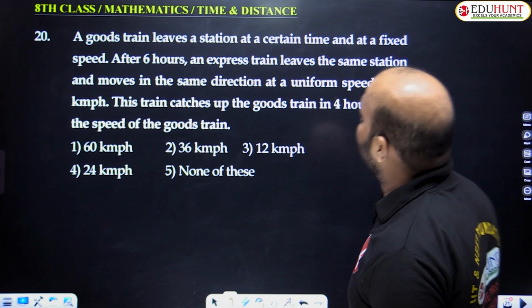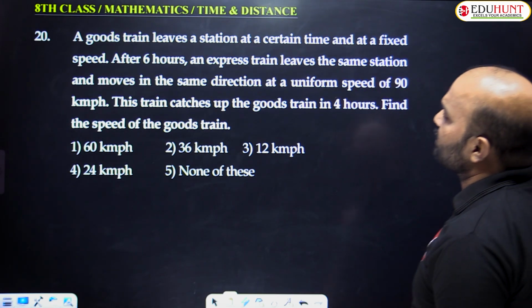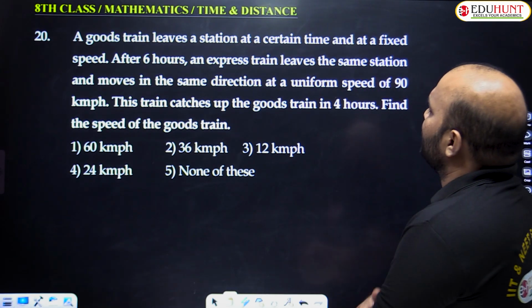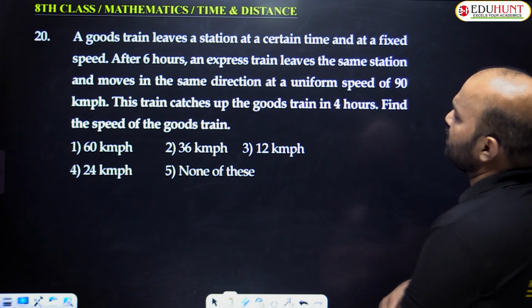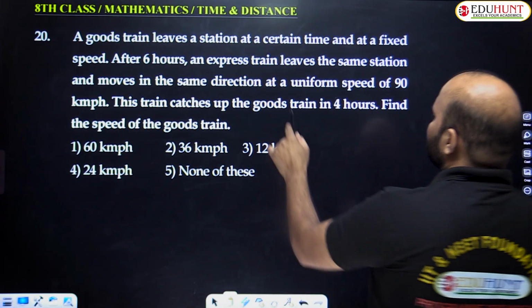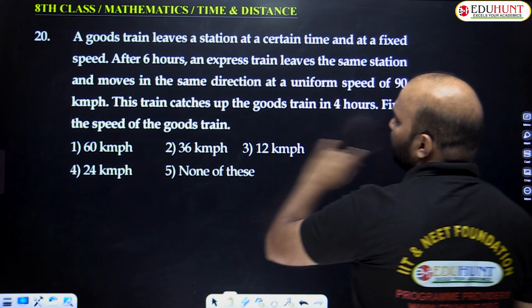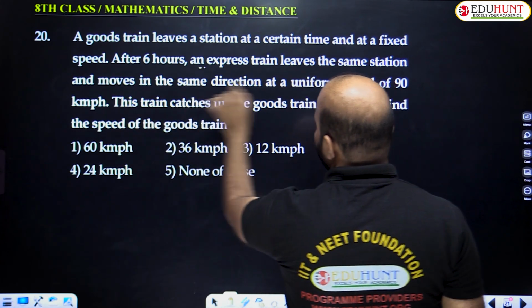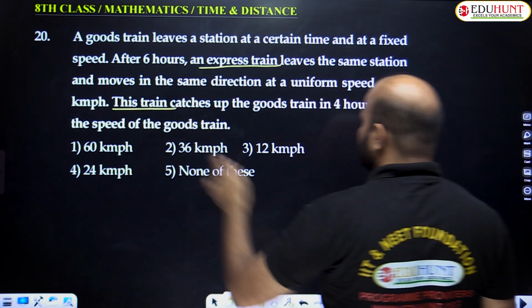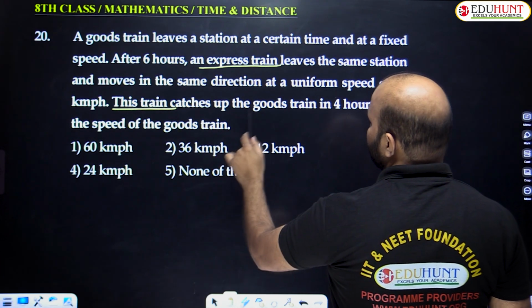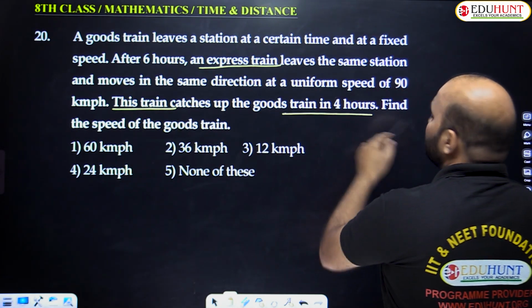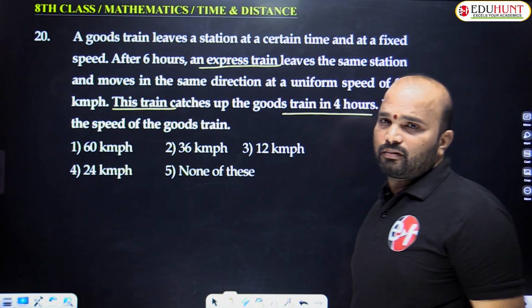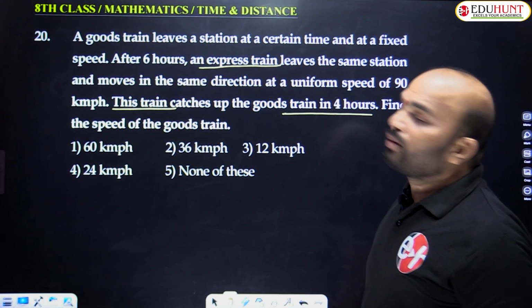A goods train leaves a station at a certain time at a fixed speed. After 6 hours, an express train leaves the same station and moves in the same direction at a uniform speed of 90 km per hour. This train, the express train, catches up with the goods train in 4 hours. Find the speed of the goods train. What am I asking? Find the speed of the goods train.